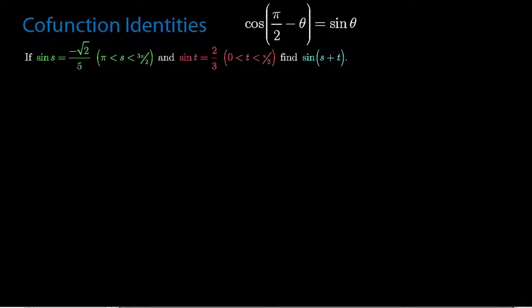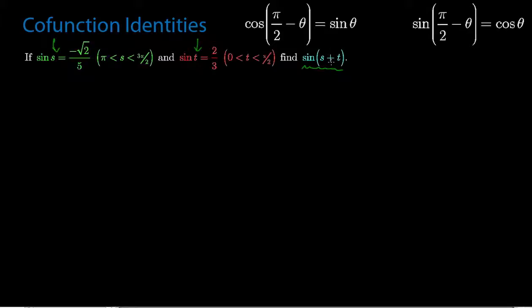The next set of examples is going to take a while. I'm told that the sine of s is negative root 2 over 5 and that s is in the third quadrant. I'm told that the sine of t is 2/3 and that t is in the first quadrant, and I'm asked to find the sine of s plus t, even though I don't know what angle s is and I don't know what angle t is.